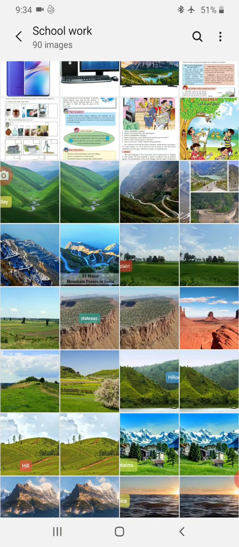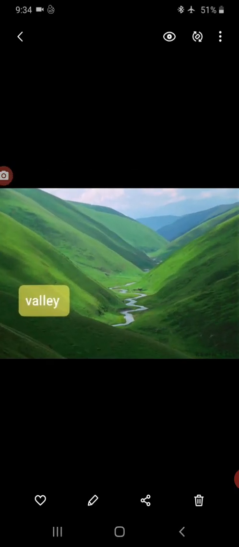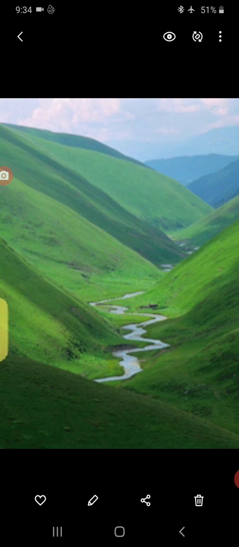Next is the valley. So this is the valley. A valley is between the mountains. The inside part is called the valley.